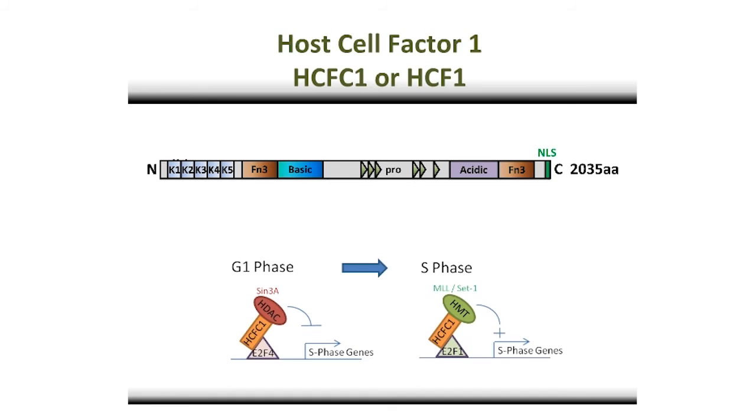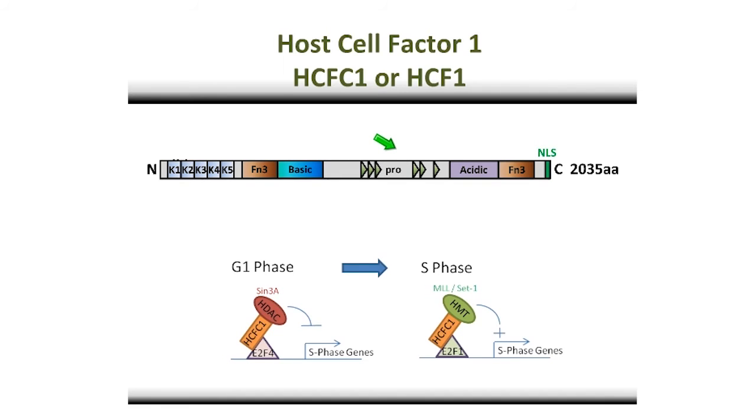So HCFC1 itself is a transcriptional coactivator. It essentially acts as a bridge between transcription factors and histone and chromatin modifying enzymes. It's best characterized for its role in the cell cycle, and it can have both positive and negative roles on transcription. The gene itself has many different domains. It's actually cleaved in the center and acts as a homodimer of N and C fragments.